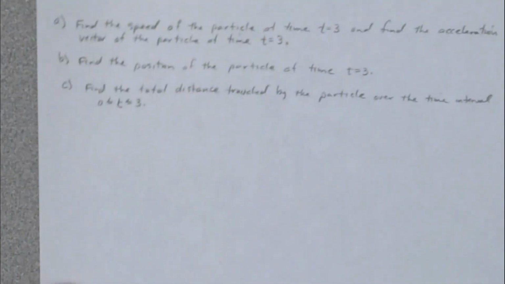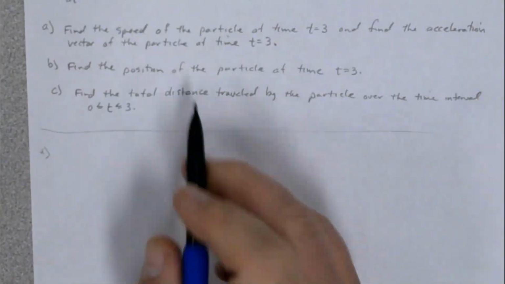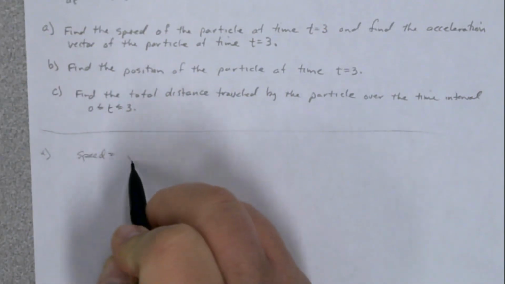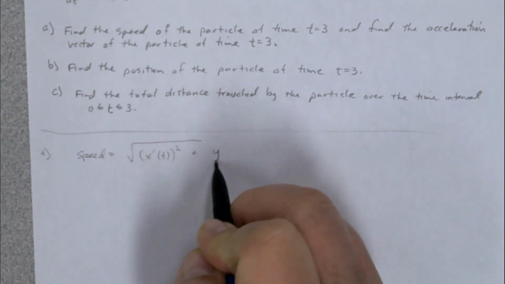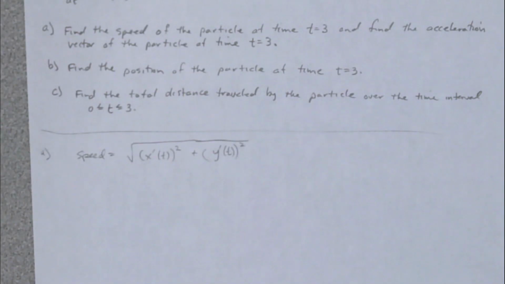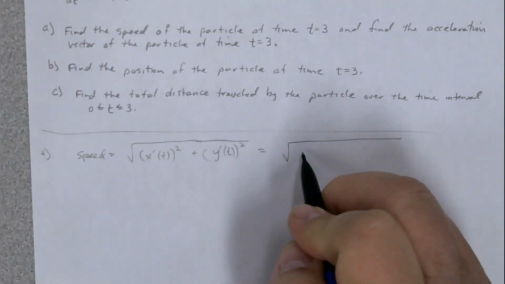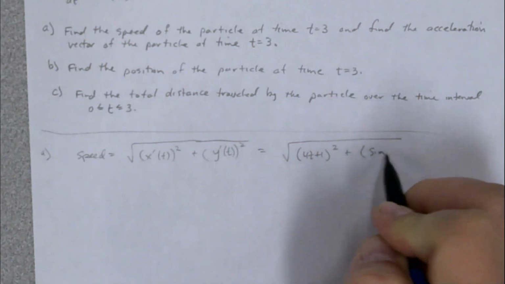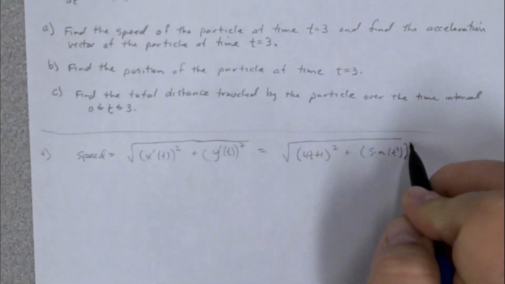Okay, so hopefully you paused it. Let's go ahead and start with part A. It asks for the speed, so write down your formula that you're going to use. It is the square root of x prime of t quantity squared plus y prime of t quantity squared. That is my speed. So we can plug these in, and I get my speed formula, which is going to be the square root of 4t plus 1 squared, plus the sine of t squared, squared.